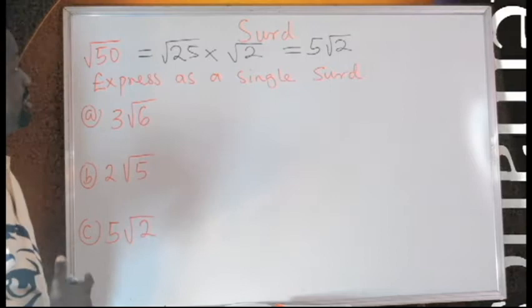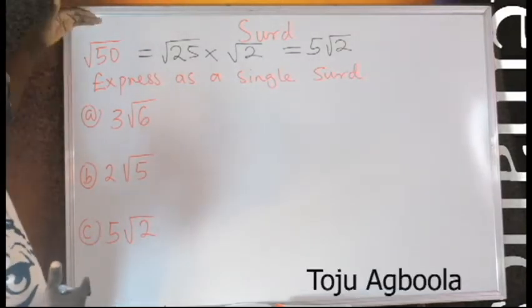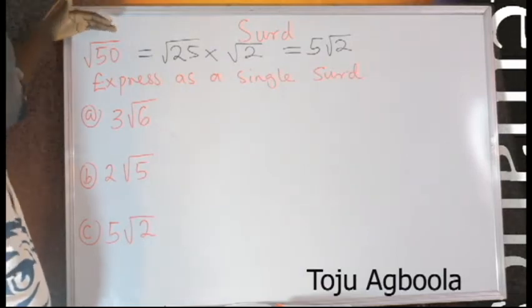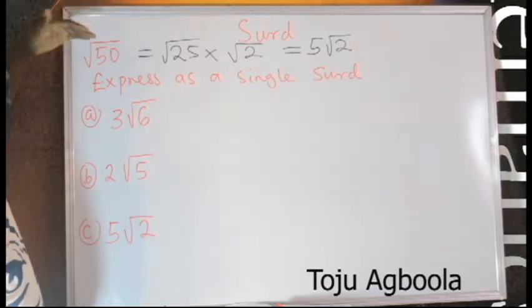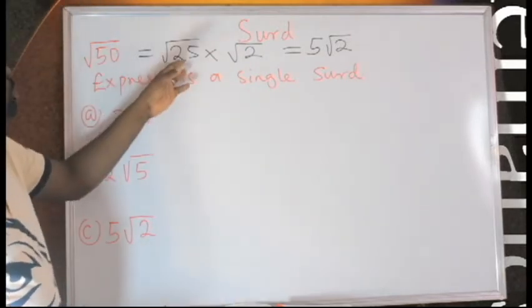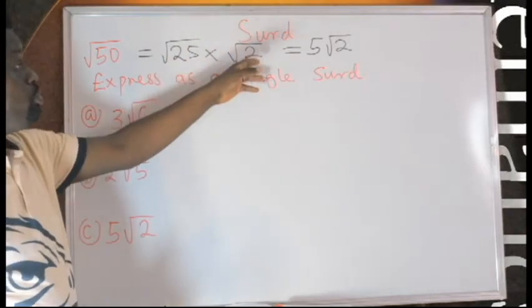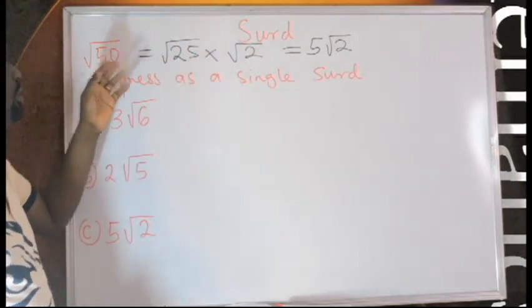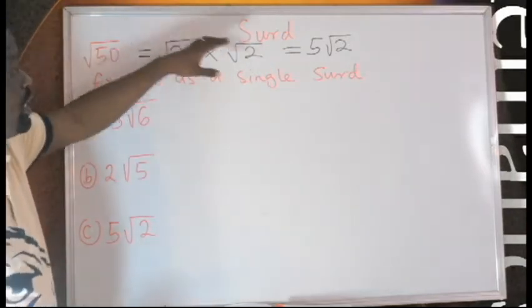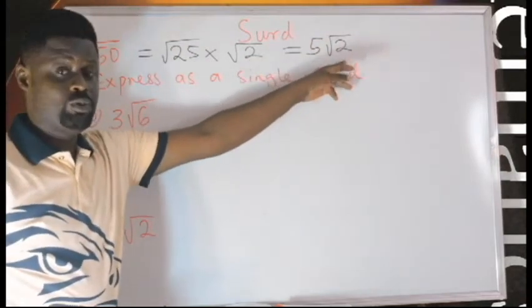Students, we're iterating surds. In our previous lesson, we did simplify the square root of 50. 50 doesn't have a square root, so we split 50 into 2 and 25, 25 being the perfect square. 2 times 25 is still 50. Then we look for the square root of 25, which is 5. 2 doesn't have a square root, so we leave it that way.